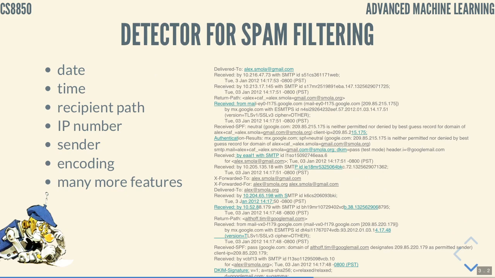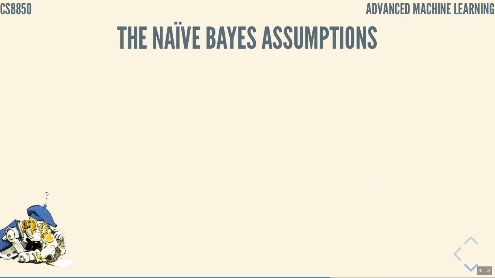So, a detector for spam filtering, this is your project. Say you need to detect whether an incoming message is spam, and all you have is some features: date, time, recipient path, IP number, sender, encoding, many more features. Or, as we'll see later, you can just use the full text of the message without all of those features. But now assume that some features are there. For every incoming message, we need to quickly say whether it's spam or not. How do we do that?